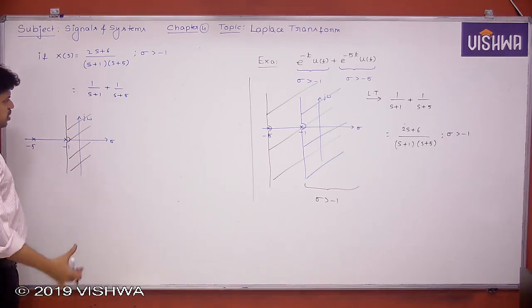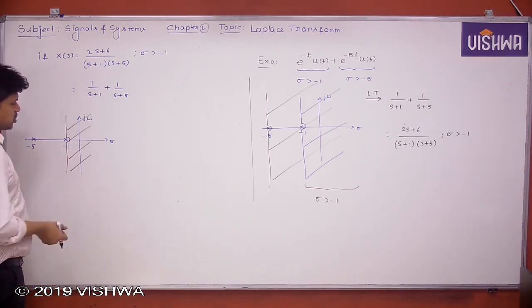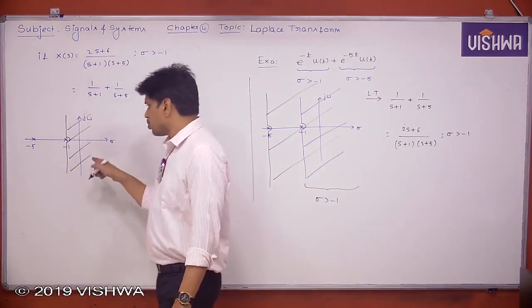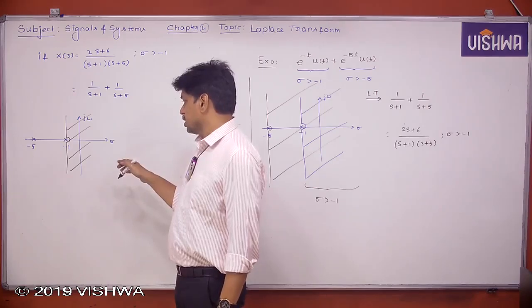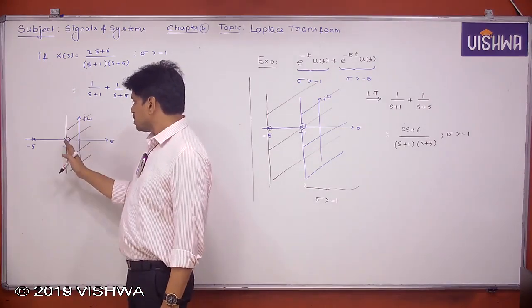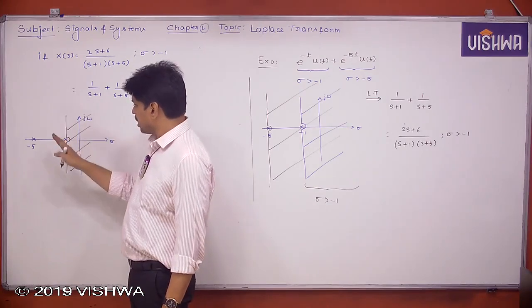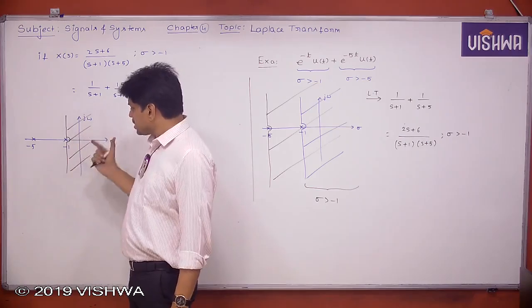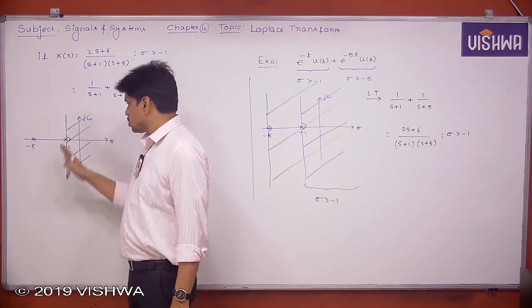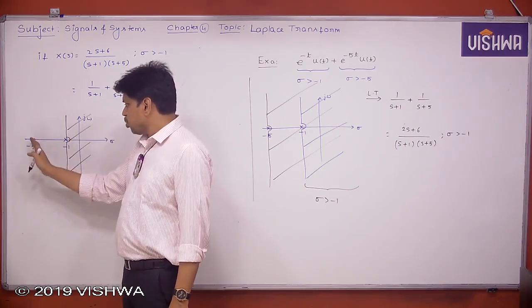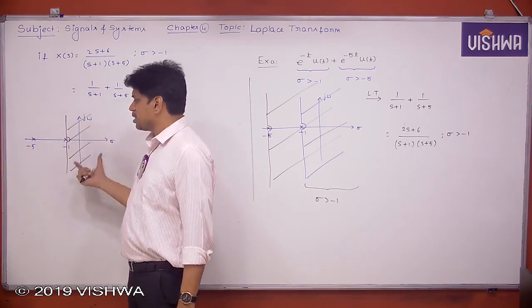Now if you observe carefully, for two poles one ROC is given, that means that is a common ROC. To get this common ROC, what should be the ROC of the two poles? The ROC for this pole may be right side or left side, and the ROC for this pole may be right side or left side. So to get this common ROC, for this pole it has to be right side, and for this pole also it has to be right side. Then only we can get the common ROC.